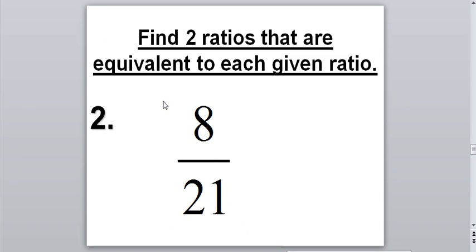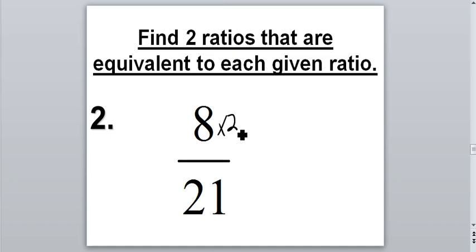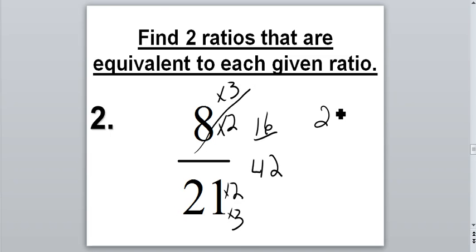8 compared to 21. Nothing goes into both 8 and 21 evenly, so we must multiply. Let's multiply times 2. 8 times 2 is 16. 2 times 21 is 42. Again, if we multiply by a bigger number, let's multiply times 3. 3 times 8 is 24. 3 times 21 is 63. So those three ratios would be said to be equivalent.